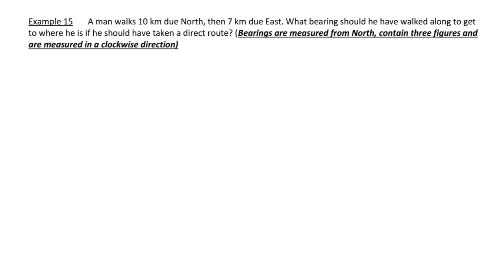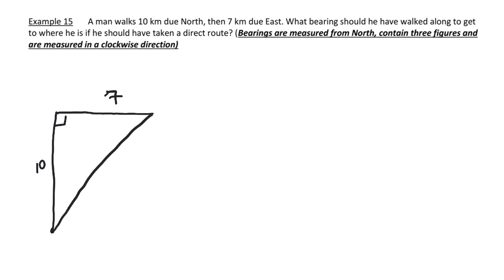So what we have is a man walked 10 kilometres due north. So there's 10 kilometres, and then 7 kilometres due east. And that means that those 2 distances are perpendicular. And we're trying to find, had he walked on the straight line, the bearing. So this would be our north line. So we're looking for this angle in here.